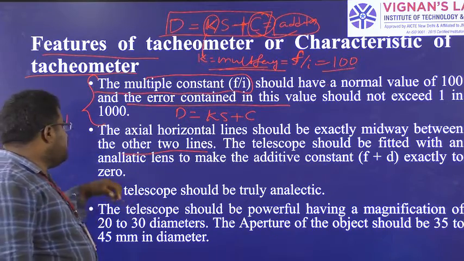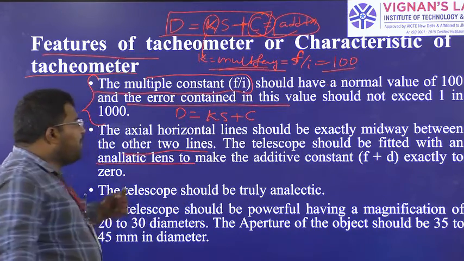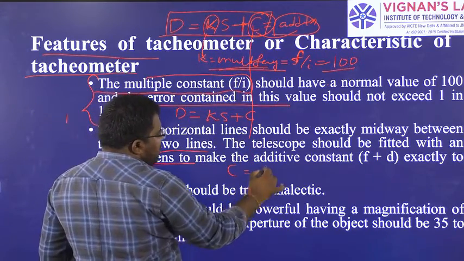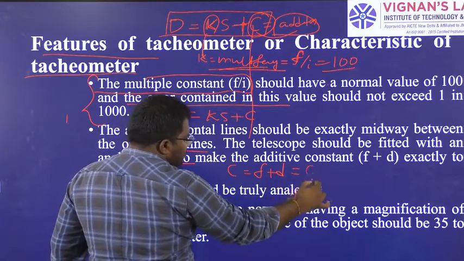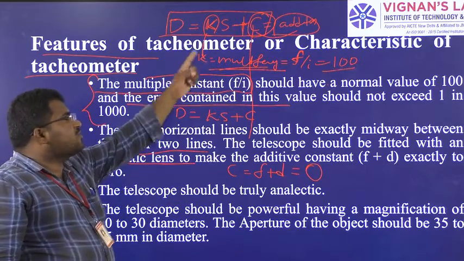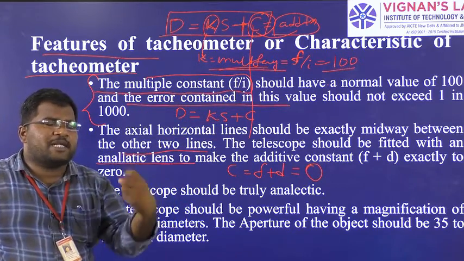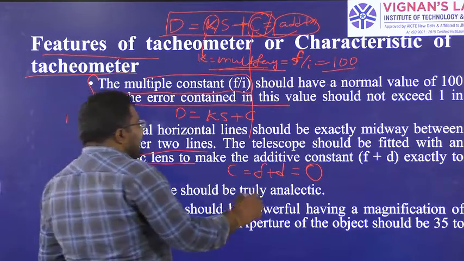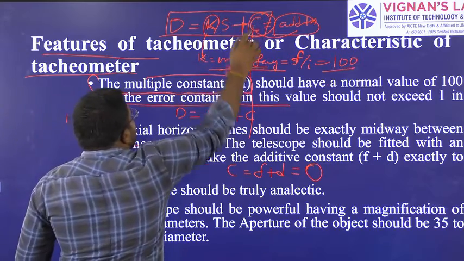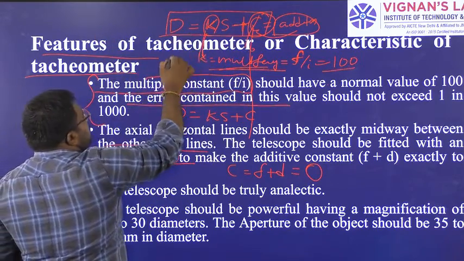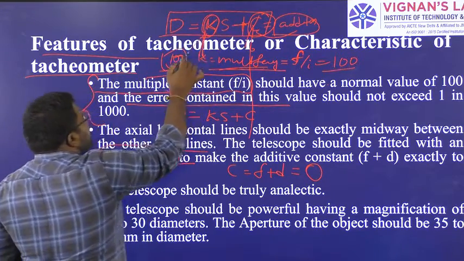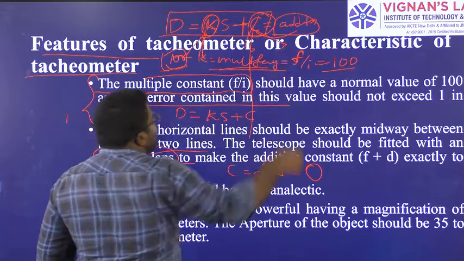The telescope should be fitted with an analytical lens to make the additive constant, whatever additive constant is there, C, where C = f + d, a 0 value. The second very important thing is that the additive constant should be made 0 by using a special type of lens called an analytical lens. By using this lens we are going to make this C value equal to 0, right? So the K value is equal to 100. So for a good tachometer, the multiplying constant should be 100 and the additive constant should be 0.